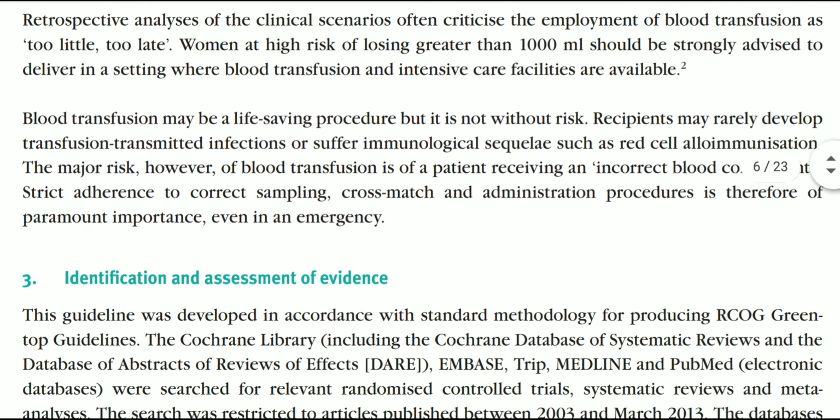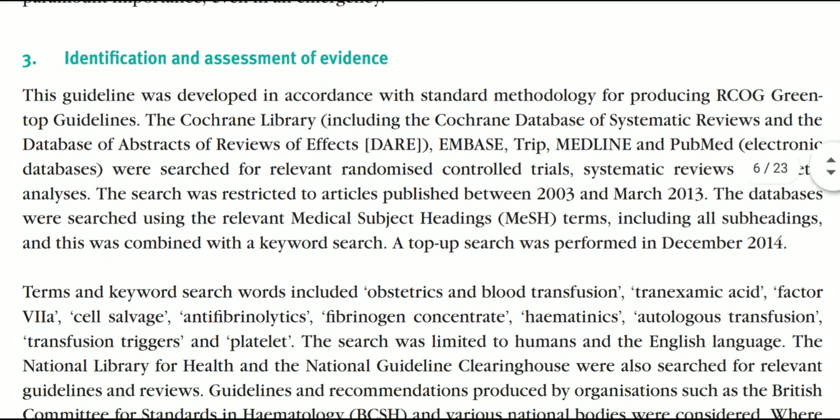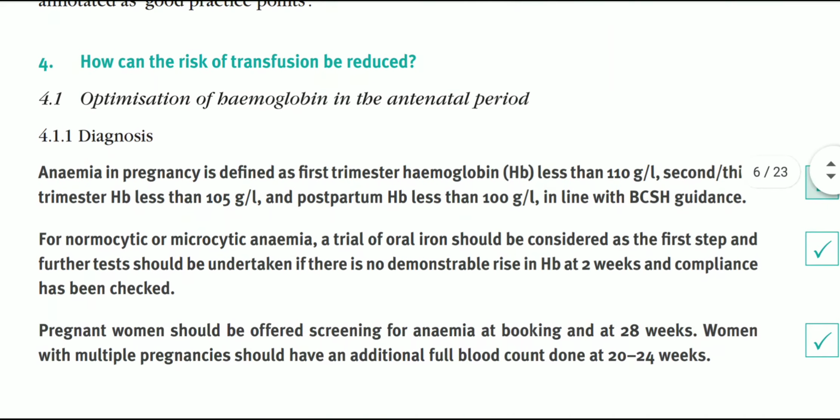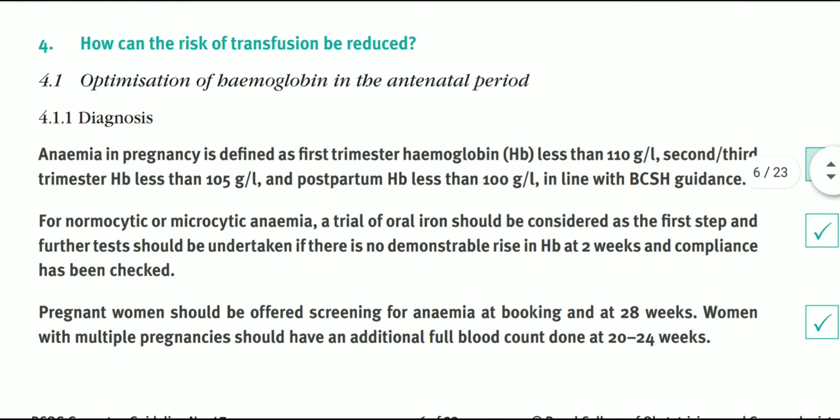Identification and assessment of evidence, nothing special is written here. How can the risk of blood transfusion be reduced? These are very important. First of all, point 4.1 is optimization of hemoglobin in the antenatal period. If you have optimized the hemoglobin in the antenatal period, in that way we can reduce the risk of blood transfusion.